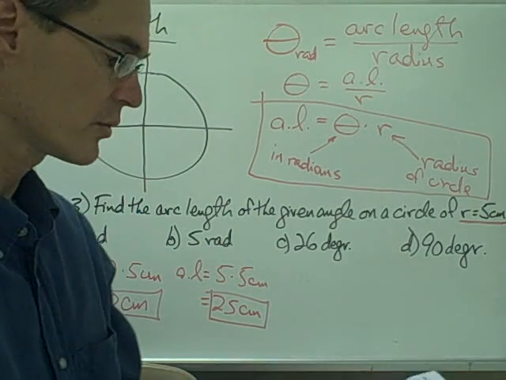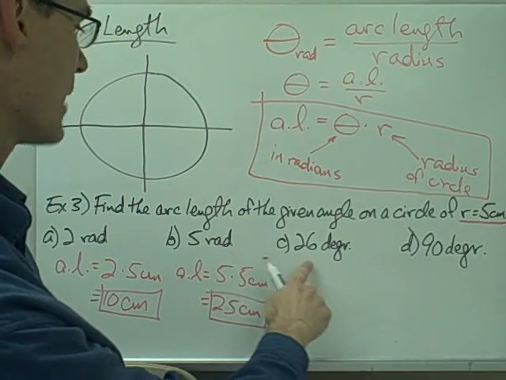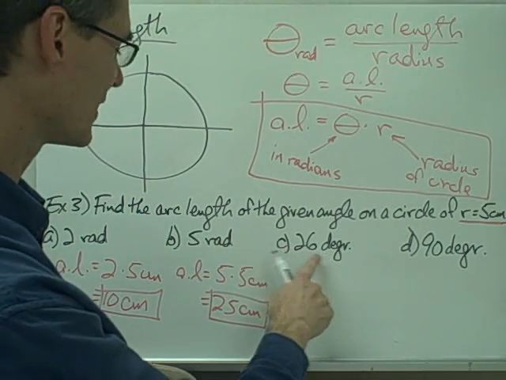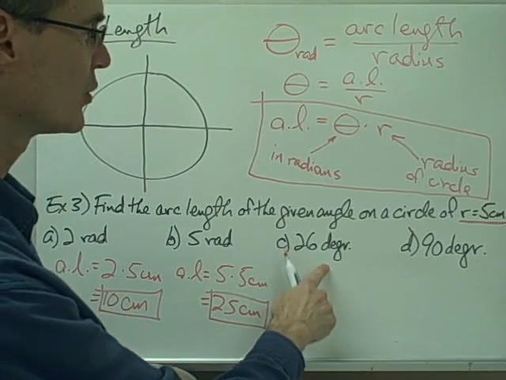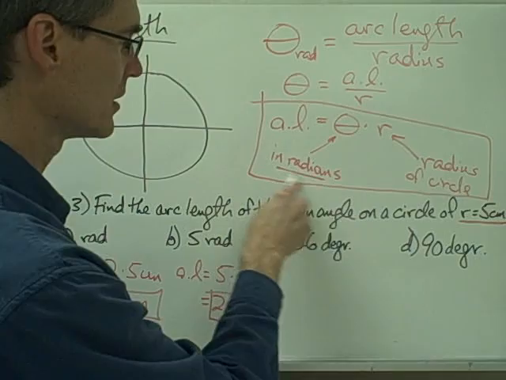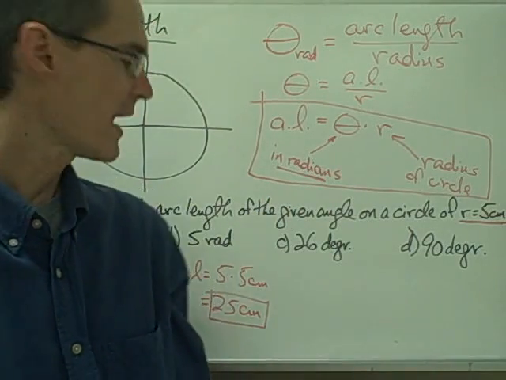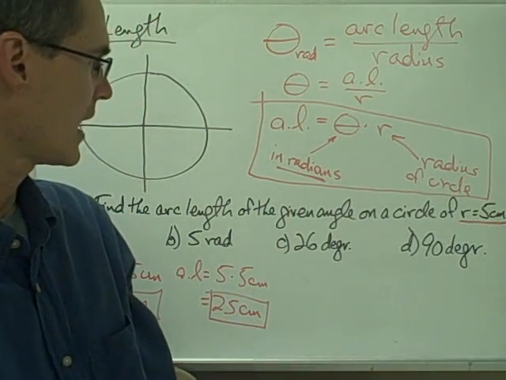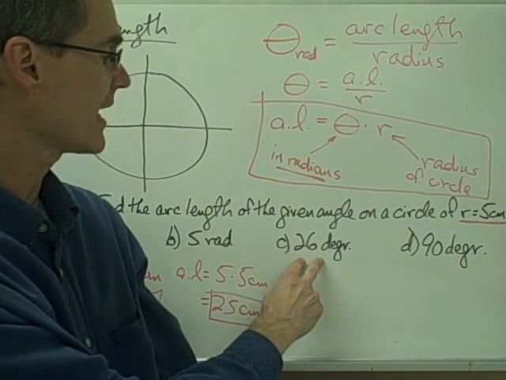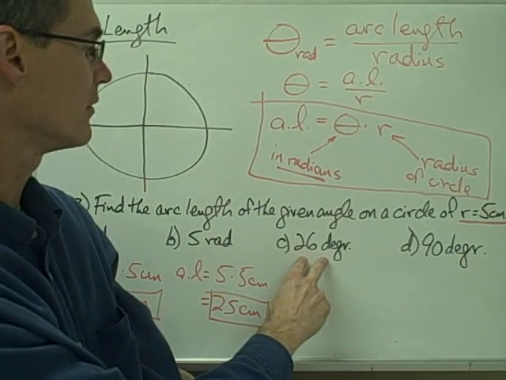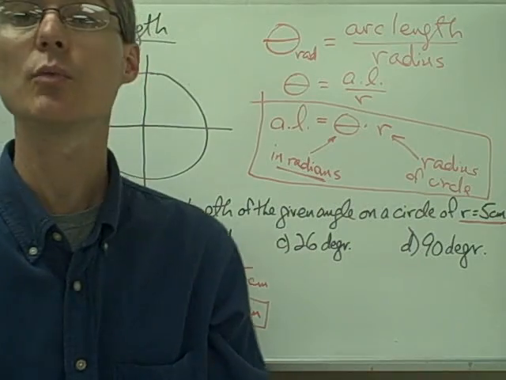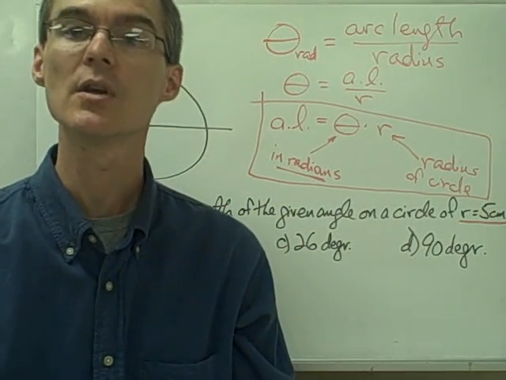Oh, wait a minute. Now we get to example C, and I'm given an angle measure, but now I'm not given the angle measure in radians. I'm given the angle measure in degrees, and in order to use this arc length formula, my angle measure has to be in radians. So now all of a sudden I've kind of hit a roadblock here. Hopefully that's not too much of a roadblock, and you can figure out how to calculate the arc length of this angle on a circle of 5 centimeters. So I'm going to leave C and D for you to work on, and we will take a look at these tomorrow in class.